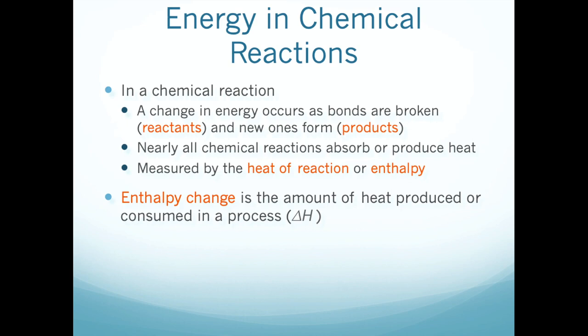And it's the imbalance of the bonds you're breaking and forming that results in a net change in energy for your reaction. We call this change in energy for a reaction enthalpy change, and it's represented by the symbol delta H, where delta is the change in our quantity. H here stands for enthalpy. So enthalpy is just the heat that's either produced or used up in a chemical reaction.